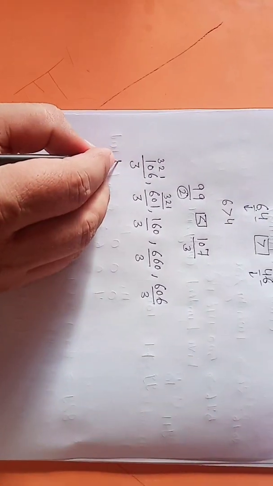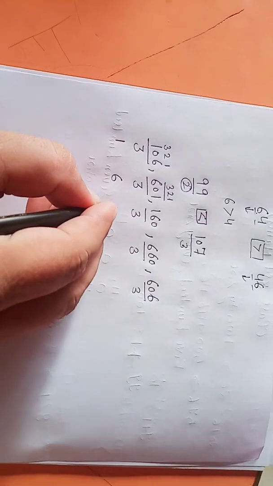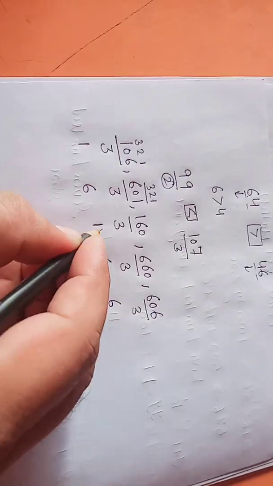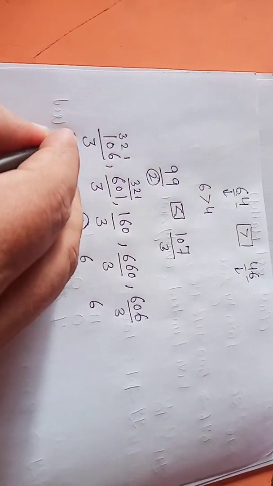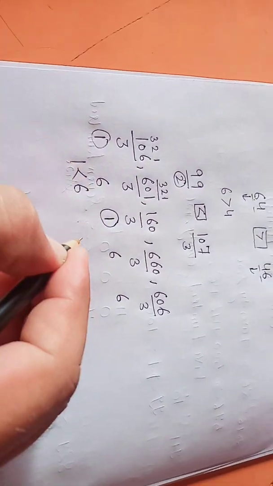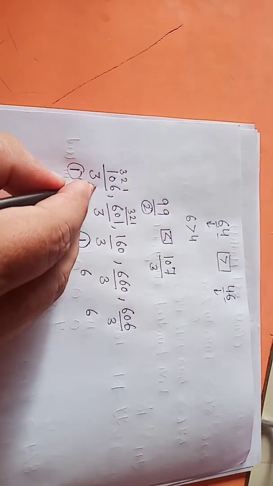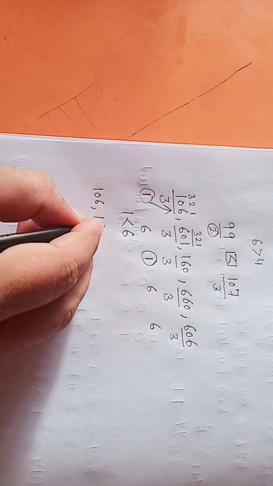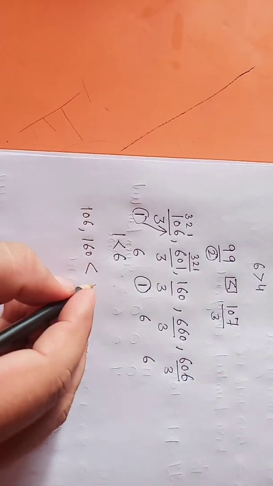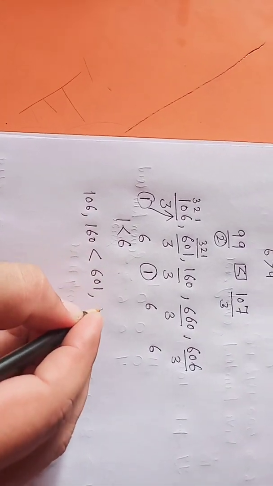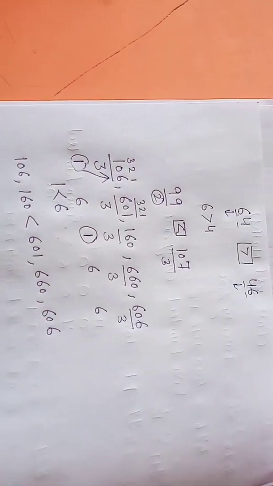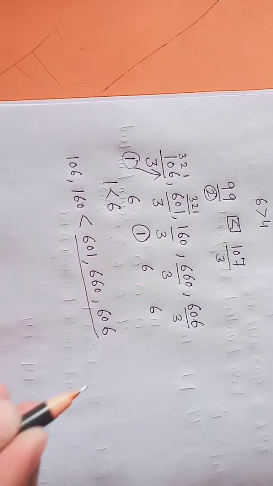So what you can say? So here is what? 1. Here is what? 6. Here is what? 1. Again 6 and again 6. Here 2 times 1 digit. 1 is less than 6. Its meaning digit this 106 and 160 always less than what? 601, 660 and 606.